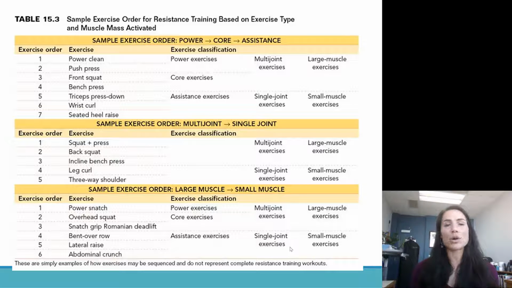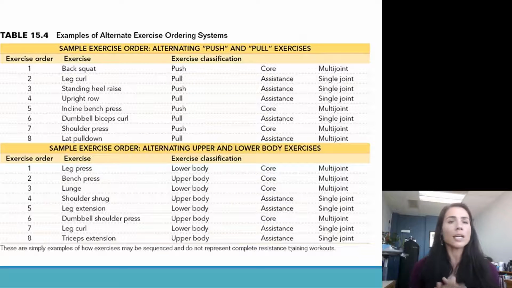A third example of programming for resistance training is training your large muscles to your small muscles. So starting with really big, powerful exercises like a power snatch, then going into some core exercises like an overhead squat and snatch or Romanian deadlift, all of which are multi-joint exercises and large muscle groups. Then going down into our small muscle groups, right? Bent over row, lateral raise, abdominal crunch. So again, right here alone on this one page, you see 3 different ways of creating an exercise program that focuses on resistance training. Here's 2 more, right?